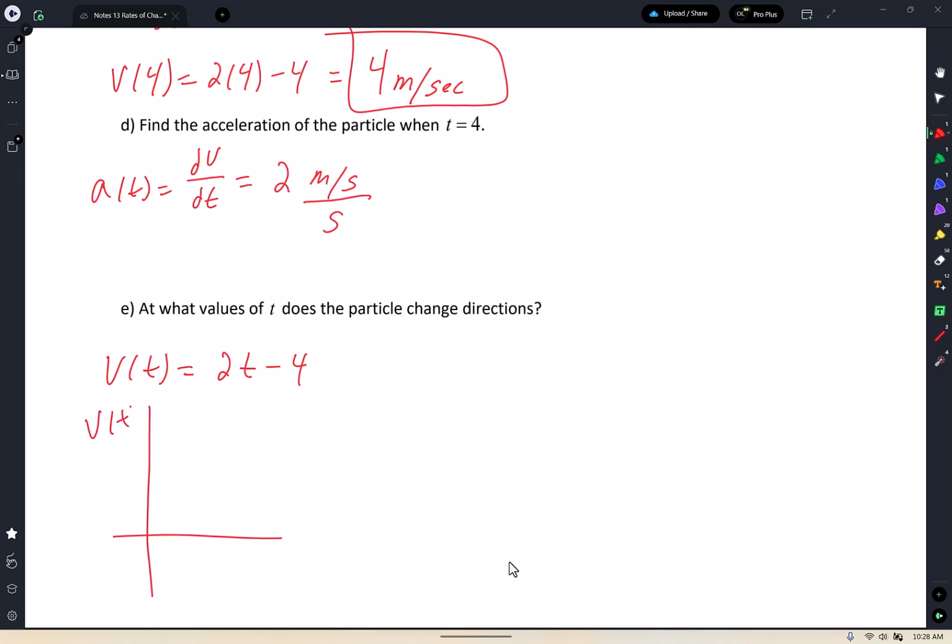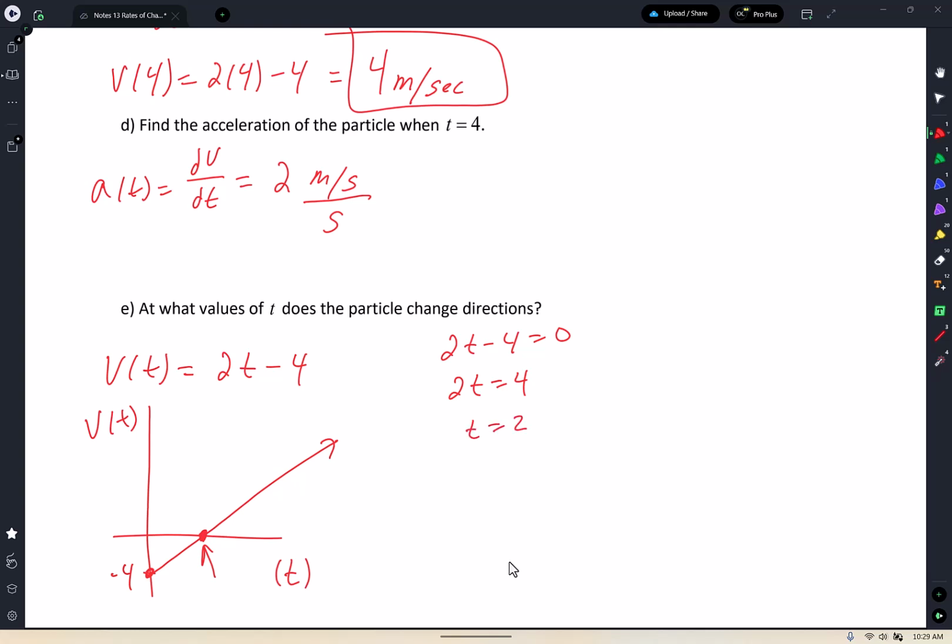V versus t. It starts at negative 4. Here's negative 4, point. I can figure it out. We can figure it out. When I cross the t-axis, or x-axis if you want to call it that, my velocity is 0. Do you guys see that? So I'm going to go 2t minus 4 equals 0. 2t equals 4. I move the 4 to the other side. I'm going to divide both sides by 2, t equals 2.